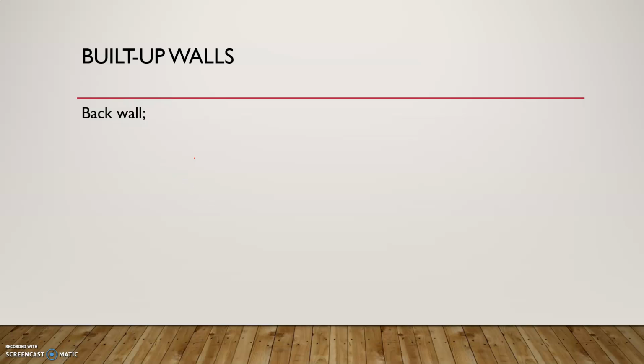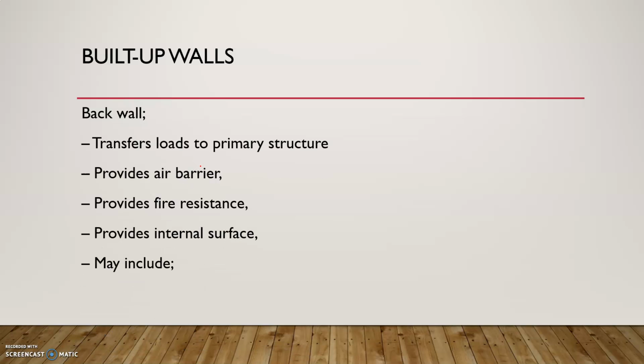Now we're going to look at the back wall. The purpose of the back wall is to transfer loads to the primary structure. So if you have SFS, this SFS will transfer the external facade loading to the primary structure, which is the steel work or concrete work or RC slab. It provides an air barrier, provides fire resistance, provides an internal surface, and may include a vapor barrier and waterproof membrane.